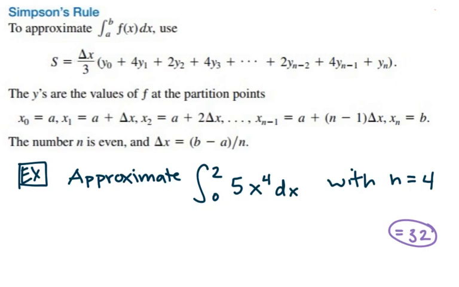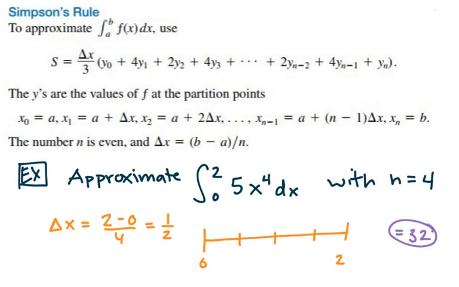All right, so in order for us to do this, let's look at what delta x is going to be. So n equaling 4, we would subtract 2 minus 0 divided by 4. That gives us 1/2. And all that's saying is to go from 0 to 2, and to break that into 4 subintervals, we would be counting by halves. 1/2, 2/2, which is 1, 3/2, and then 4/2, which gives us 2. All right, so delta x is 1/2.